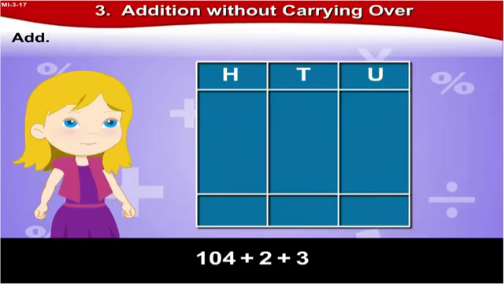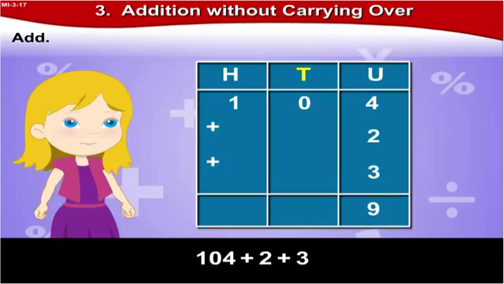Now the next sum, 104 plus 2 plus 3. First we'll arrange them in vertical order, write HTU. Now 104 would be 1 hundred, 0 tens, 4 units, plus 2 is 2 units, plus 3 is 3 units. Now in the units column we have 4 units plus 2 units, which is 6 units, plus 3 units, that is 9 units.